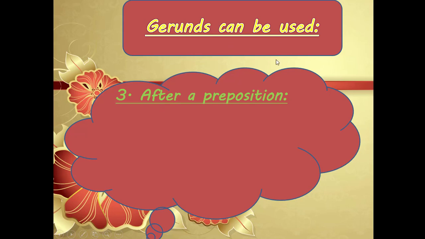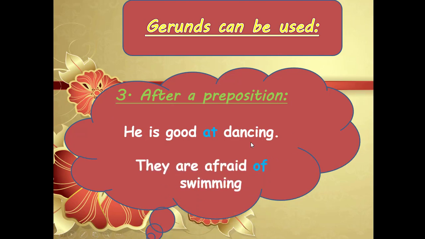Also, gerunds can be used after prepositions. What is the meaning of prepositions? Of course, it means in, on, at, from, about, with, under. All of these are called prepositions. So, he is good at dancing. They are afraid of swimming. Take care of dancing and swimming. We add ing to this verb because of at or of or any preposition. Great.